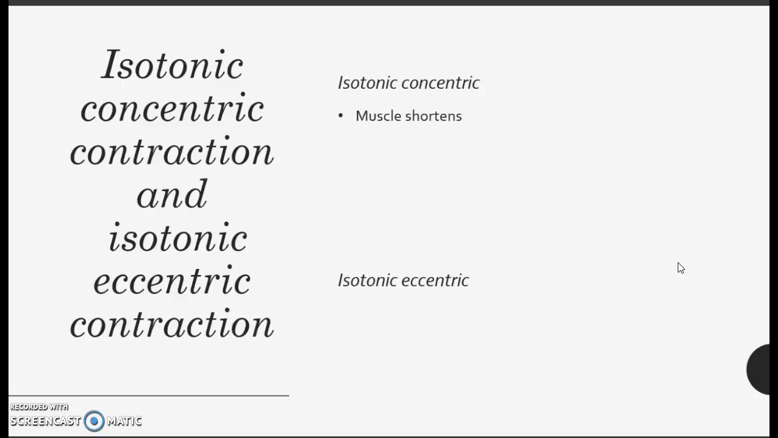So in isotonic concentric, muscles shorten. This is because the tension rises, so they can't resist, so they have to get shorter. Compared to the isotonic eccentric, where the muscles get longer, the resistance is bigger than the force, so the muscles haven't got as big a force, so they get longer.